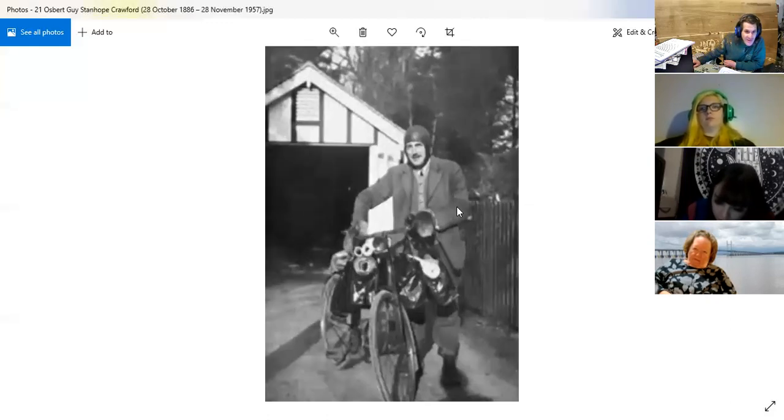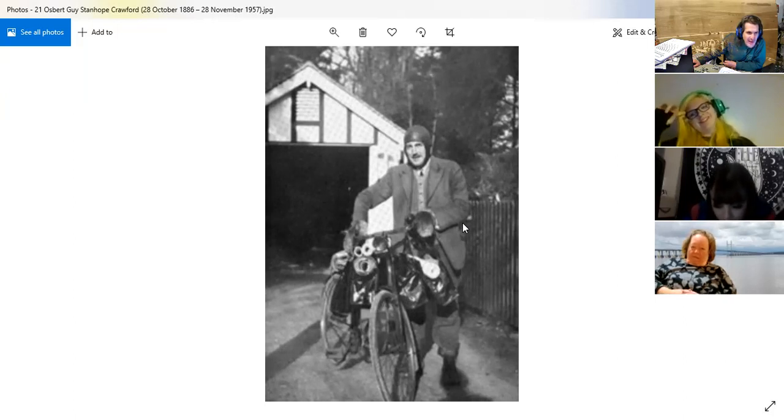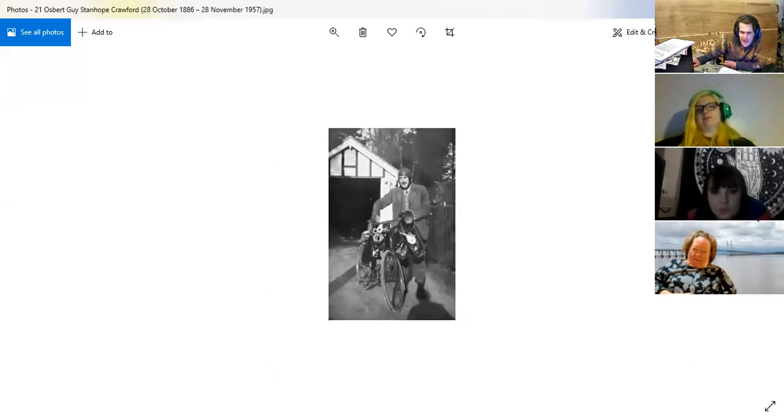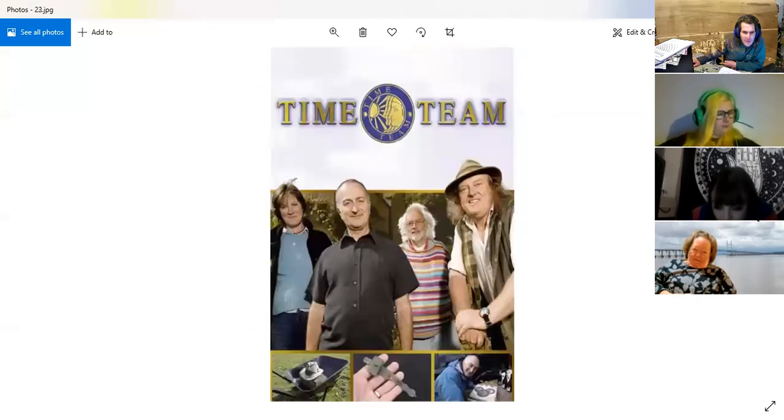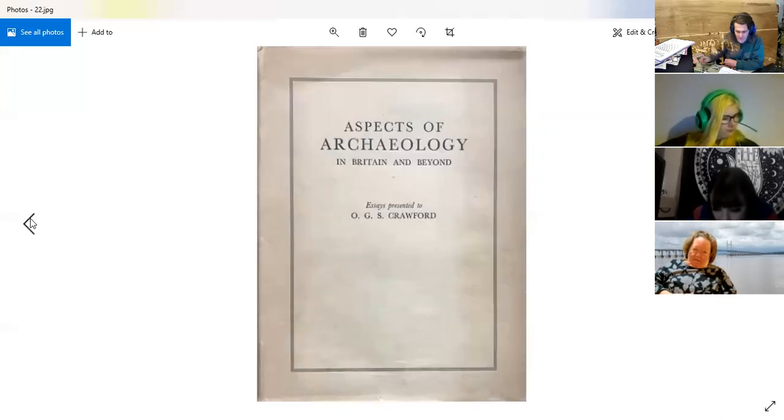Here he is. You can't make this name up. Osbert Guy Stanhope Crawford, born on the 28th of October, 1886, passing away on the 28th of November, 1957. A nice innings there. This was the guy who pioneered aerial photography. Aspects of archaeology, O.G.S. Crawford. Archaeology in Britain and beyond. We won't go to Time Team yet.